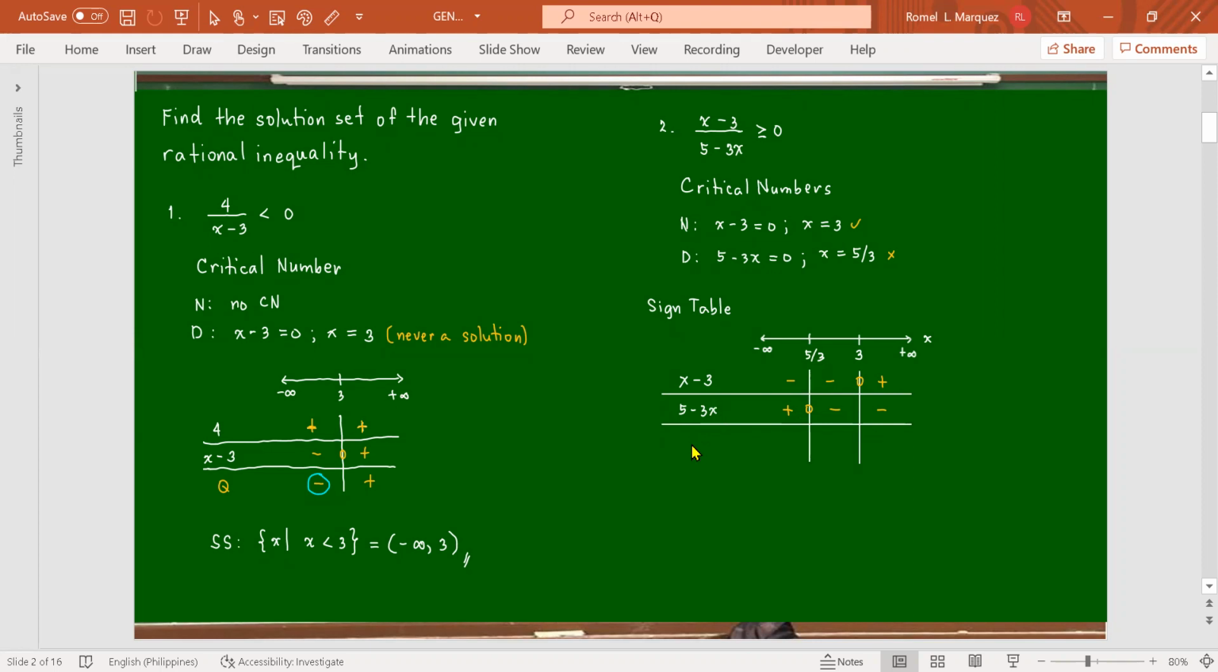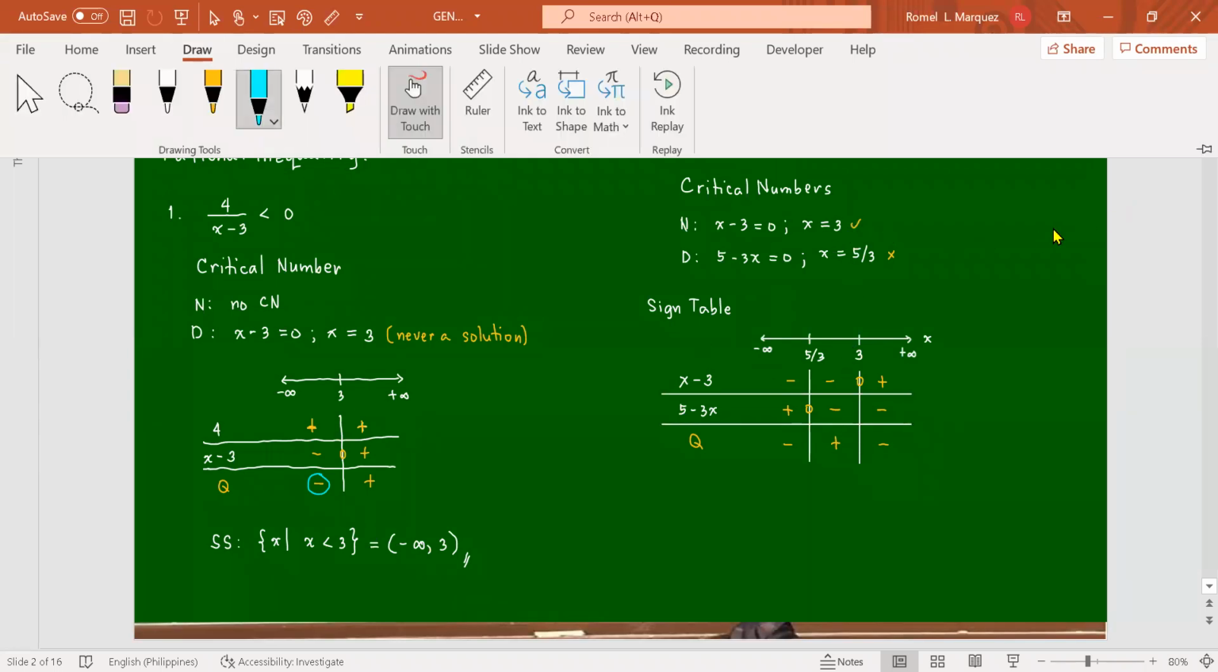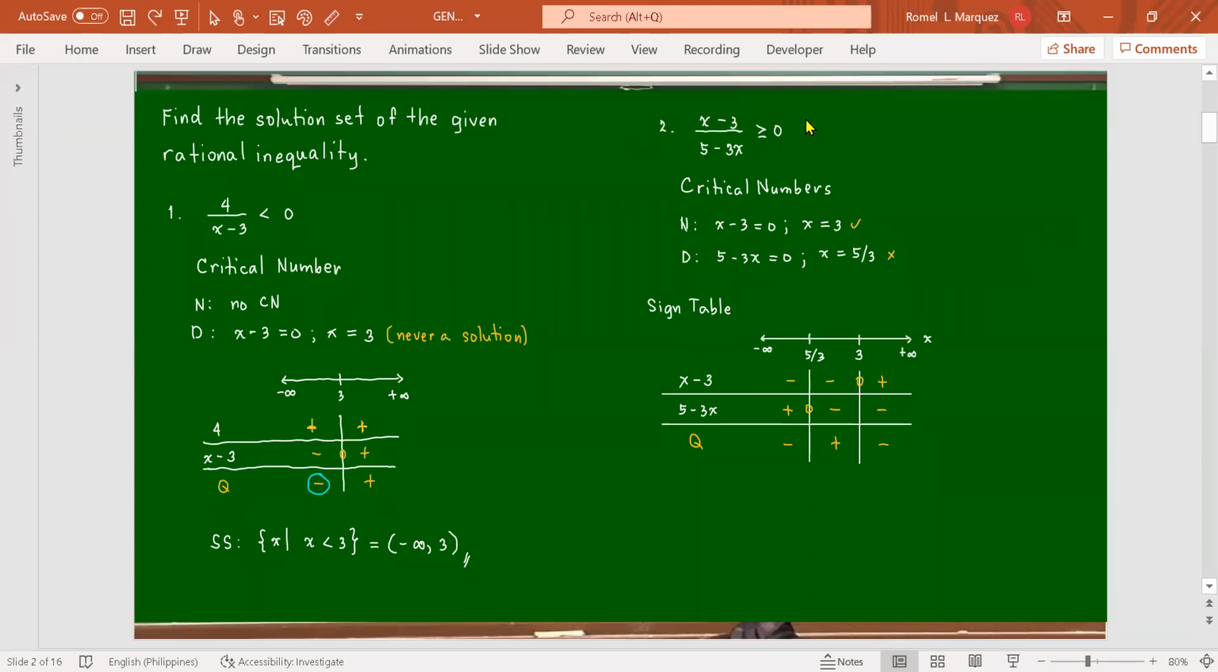So you want to get the quotient. What's the quotient of these two expressions? First column, negative. Second, positive, the quotient. Third, negative. Am I correct, guys? Sure. So I want it to be what? To be greater than or equal to 0. So it's at the middle, no? The interval at the middle, no? So what is now the solution set, guys?